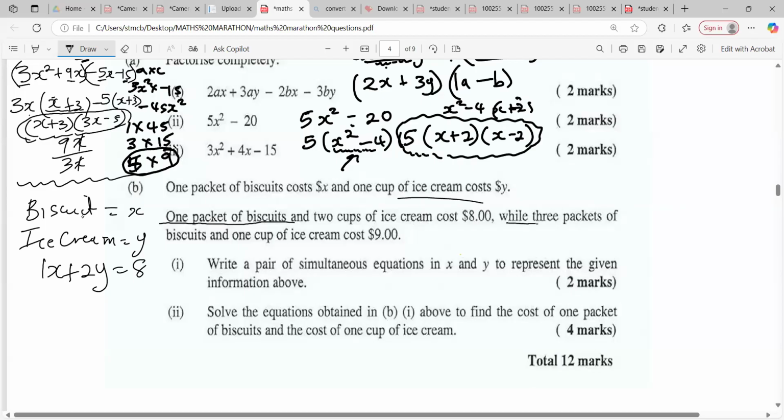And they say while 3 packets of biscuit. Now, biscuit is X, right? So you have to look carefully, biscuit, so that's 3x.